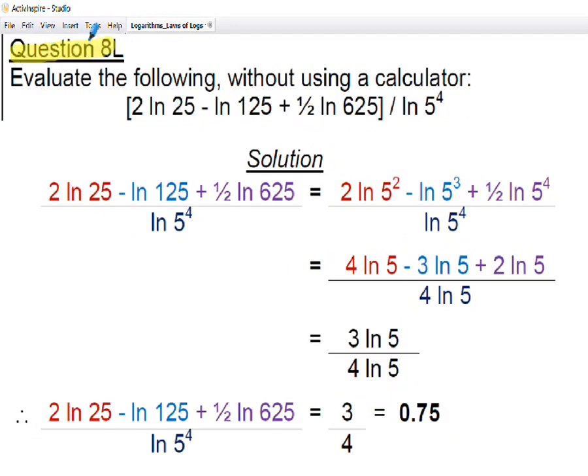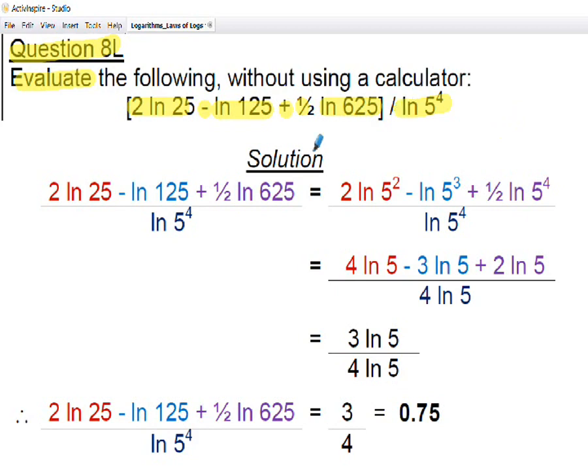So question 8L here, we're asked to evaluate again the expression 2 times ln 25, take away ln 125 plus a half times ln 625, and that's all divided by ln 5 to the 4, again without using a calculator. Looking at the numbers here, I think the base of 5 is going to be useful, because 25 is 5 squared, 125 is 5 cubed, and 625 is 5 to the 4.